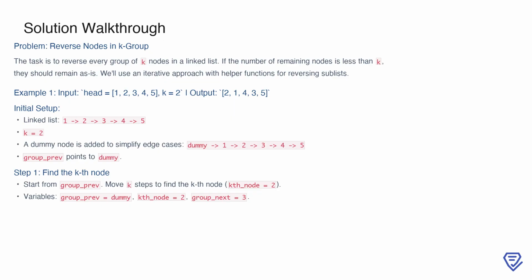The first step in the process is to locate the kth node in the list, which marks the end of the current group to be reversed. Starting from group_prev, we move k steps forward to find the kth node. In this case, the kth node is 2, and the node after it, group_next, is 3.